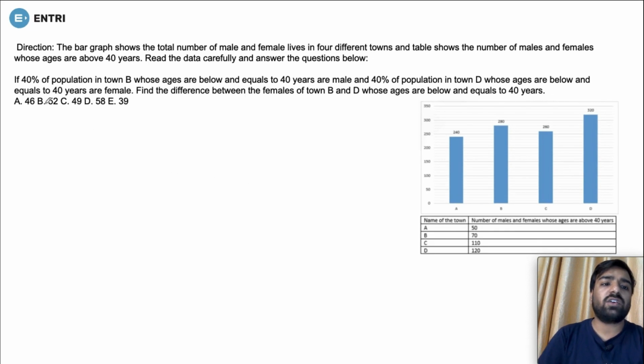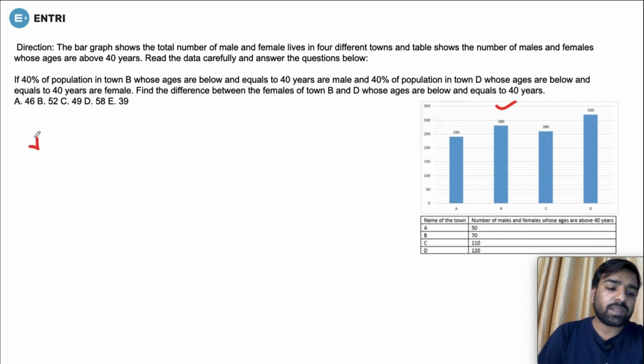Now third question is what? They are saying if 40% of the population in town B whose ages are below and equal to 40 years are males, and 40% of the population in town D whose ages are below and equal to 40 years are female, find the difference between females of town B and D whose ages are below and equal to 40 years. Now for this type of question, you are going to do what?